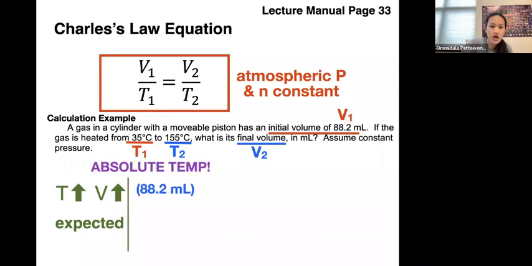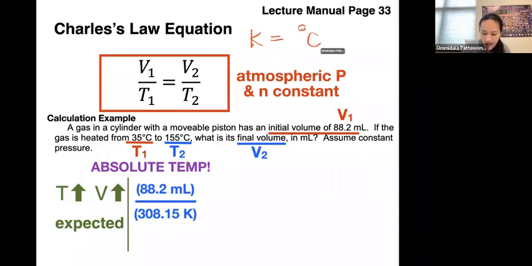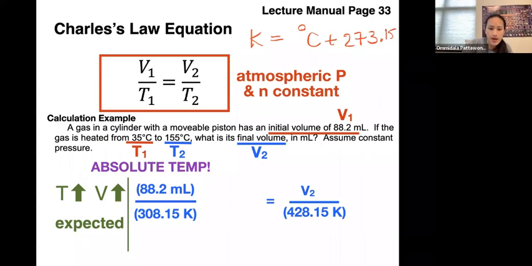Okay, so now if you remember, the temperature has to be in absolute temperature. Therefore, you need to convert those degrees Celsius into Kelvin first by adding 273. Okay, so recall that: Celsius to Kelvin, you add degrees Celsius by 273.15.